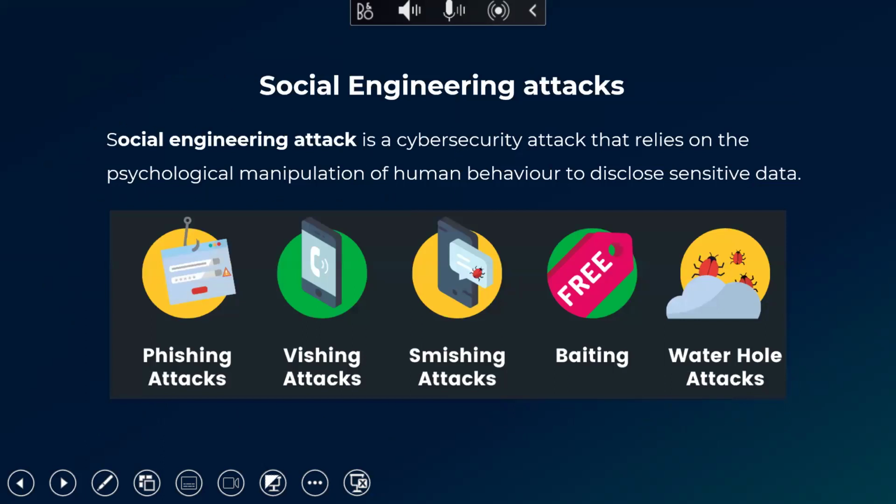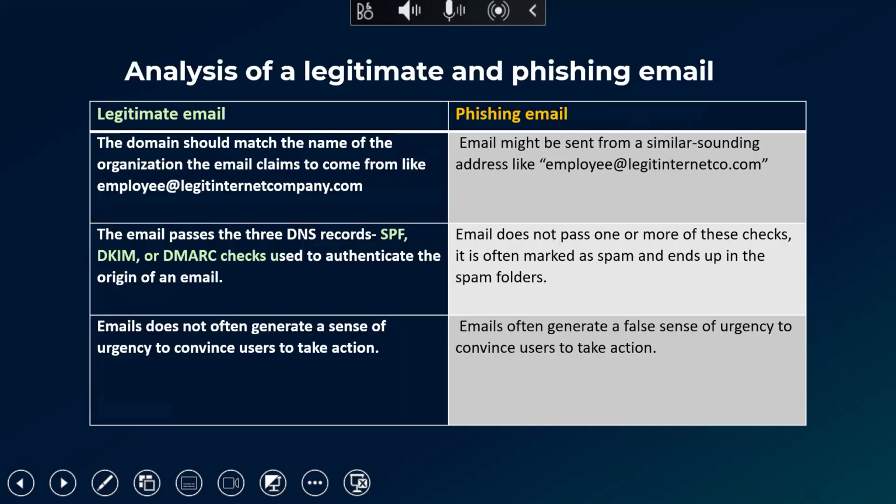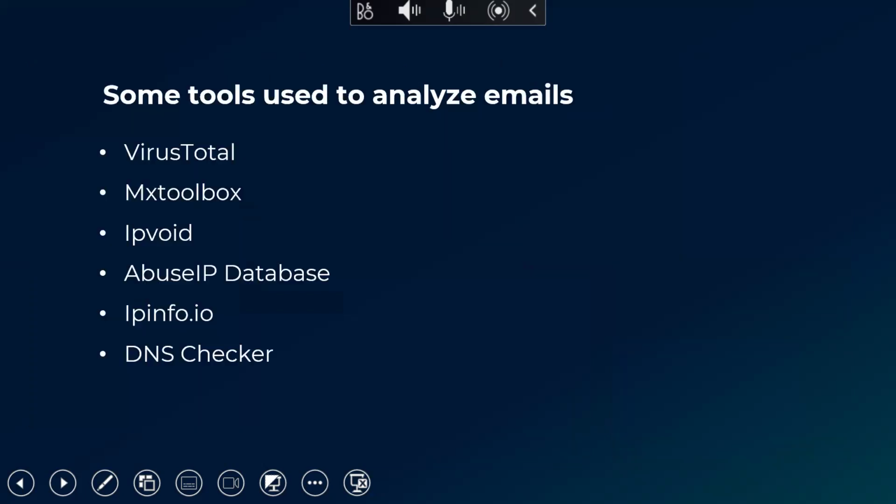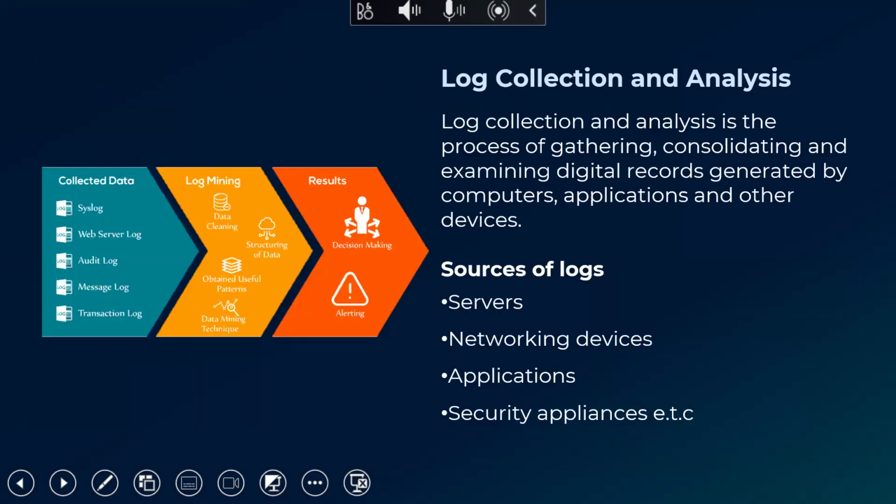And here are some of the social engineering attacks. We have phishing attack, vishing attack, and the rest. We also looked at legitimate and phishing emails. How do you identify a legitimate email from a phishing email? These are some of the things that we looked at during the course of our training. And here are the analyses I did in class with different tools: VirusTotal, MXToolbox, and the rest.